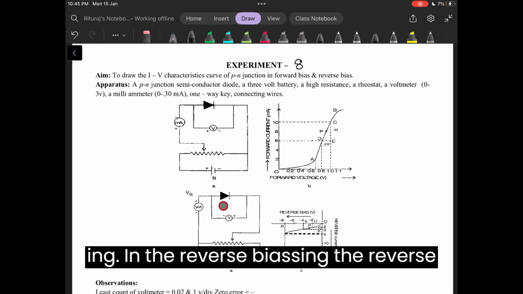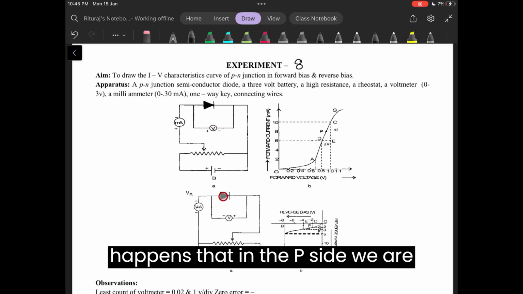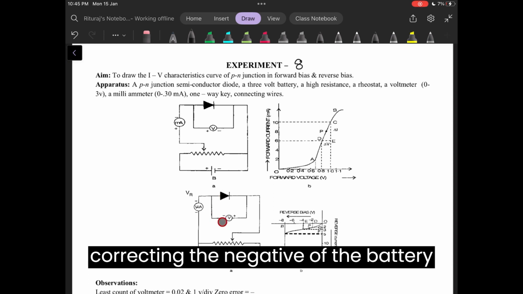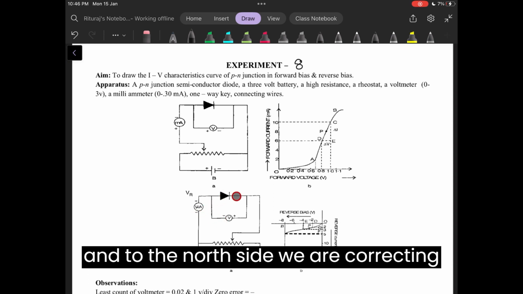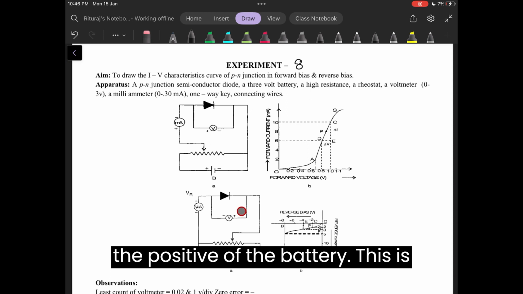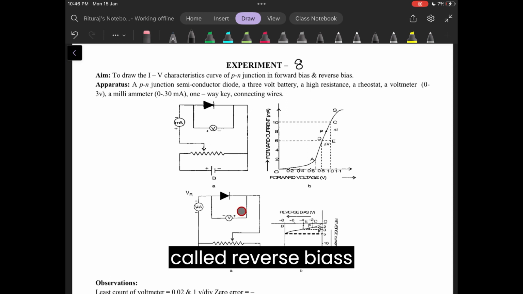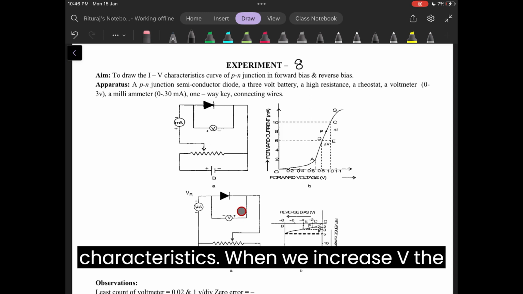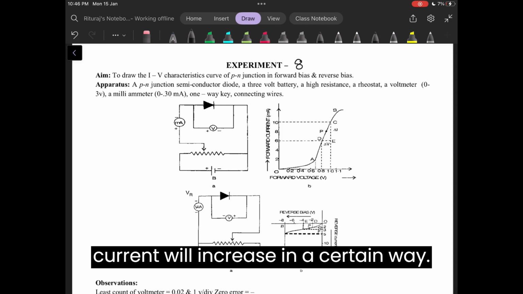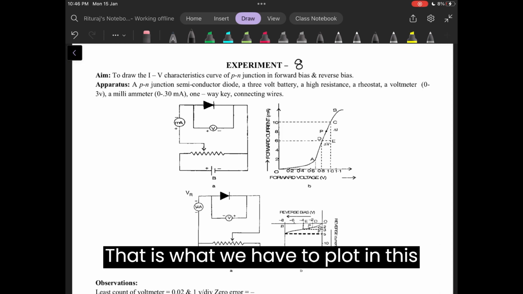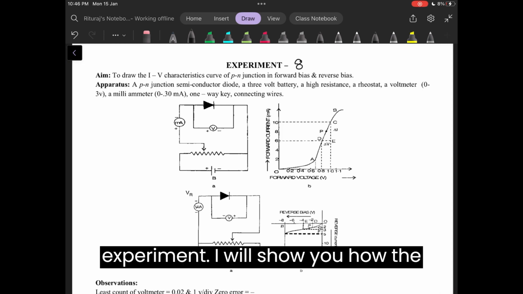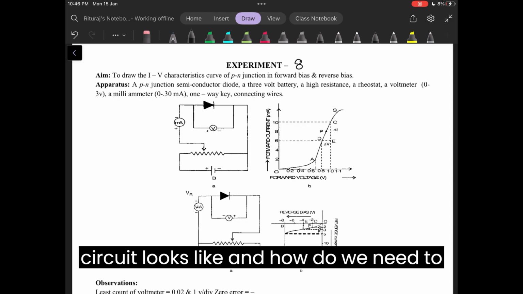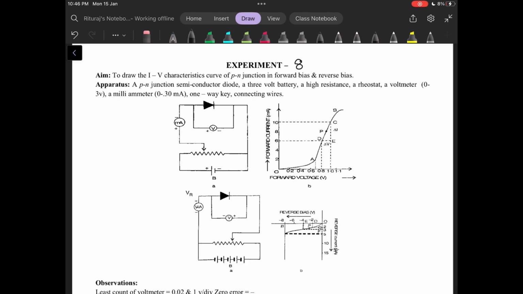In reverse biasing, the reverse happens: on the P side we connect the negative of the battery, and to the N side we connect the positive of the battery. This is called reverse biasing. In forward biasing and reverse biasing there are certain characteristics. When we increase V, the current will increase in a certain way. That is what we have to plot in this experiment. I'll show you how the circuit looks and how we need to plot it.